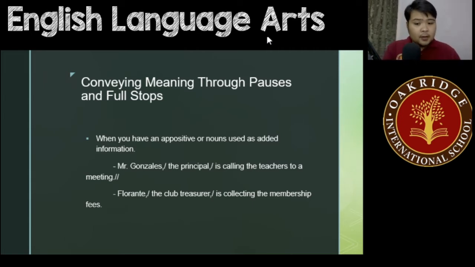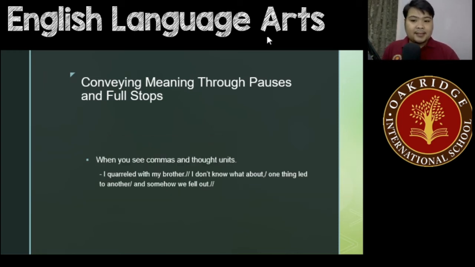Next one. Florante, the club treasurer, is collecting the membership fees. Okay? So again, we have another example. The club treasurer there is just additional information to Florante. Who's Florante? He's just a club treasurer, right? And then the last one.